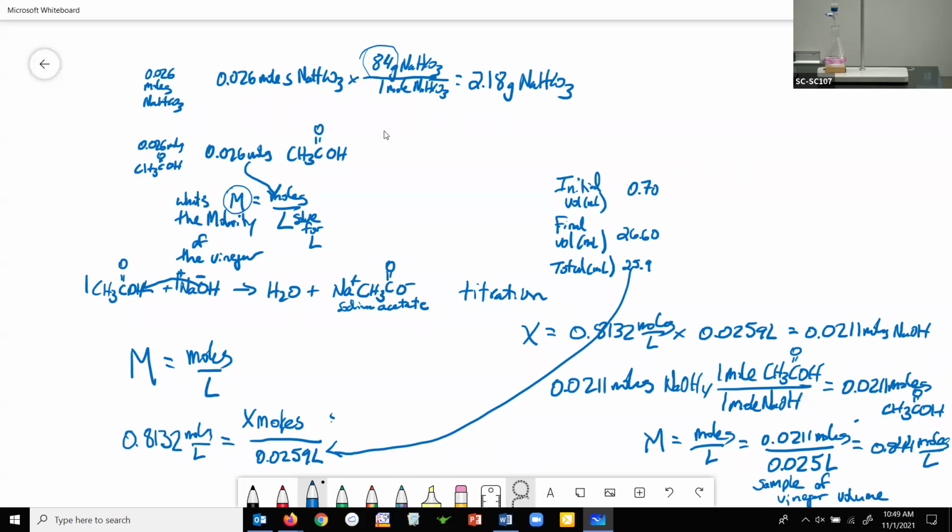That's what I need up here. 0.844 moles per liter equals 0.026 moles divided by some volume. In other words, I'm trying to figure out how much vinegar to pour in the bag so I have enough dissolved vinegar molecules to do the amount of reaction I need. X is going to be equal to 0.026 moles divided by 0.844 moles per liter.